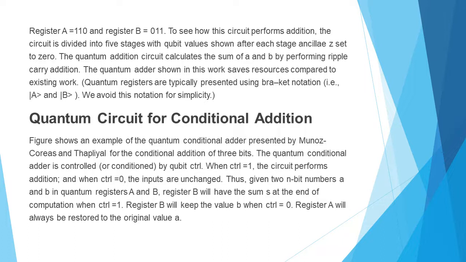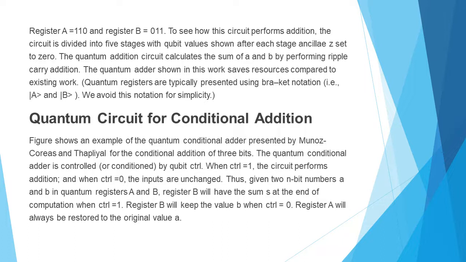The carry qubit Z is set to 0. The quantum addition circuit calculates the sum of A and B by performing ripple carry addition. The quantum adder shown in this work saves resources compared to existing work. Quantum registers are typically presented using bracket notation, that is |A> and |B>. We avoid this notation for simplicity.